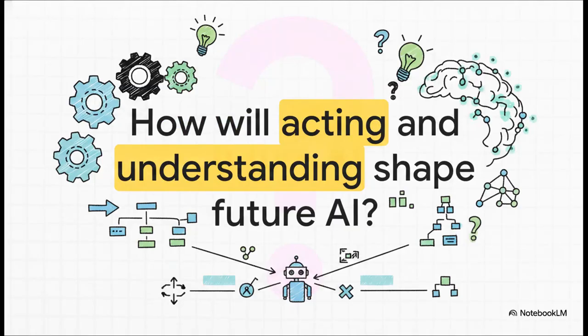So, I'll leave you with this final thought. As AI continues to evolve toward a more explainable, human-centered intelligence, how will this delicate balance of acting and understanding shape the next generation of intelligent systems? It is the multi-billion-dollar question everyone in computer science is trying to answer right now.